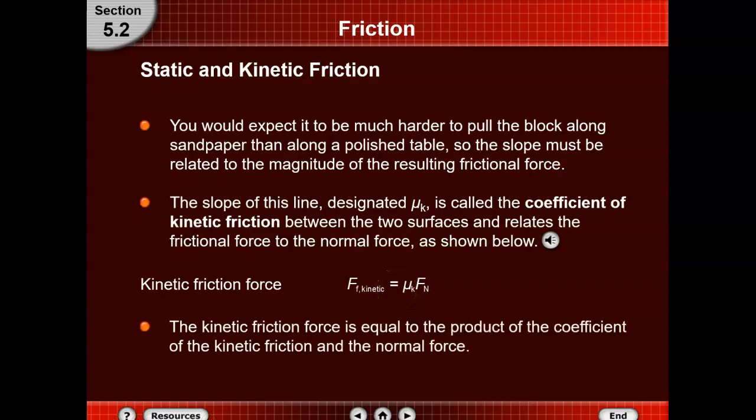So the force kinetic is equal to the product of the coefficient of kinetic friction and the normal force. So the bigger your normal force, the more kinetic friction force you have to apply. The bigger the coefficient of friction, the more force you have to apply. They are directly related to each other.